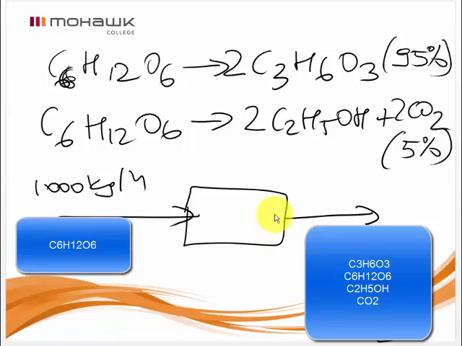Our process flow diagram would include one input stream in which we have glucose, and from the problem statement we know that we have a mass flow rate of the glucose into the process which is equal to 1000 kilograms per hour. And in terms of the output, we have 4 components as shown in the balanced chemical stoichiometric reactions. We have lactic acid coming out, we have glucose, ethyl alcohol and carbon dioxide.